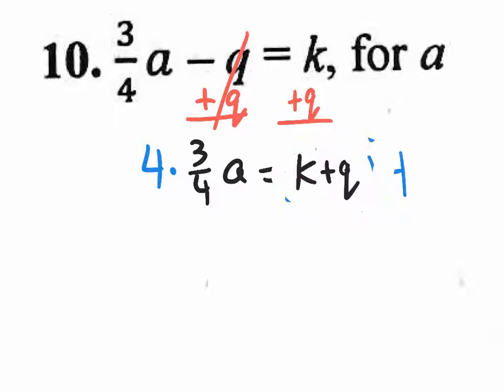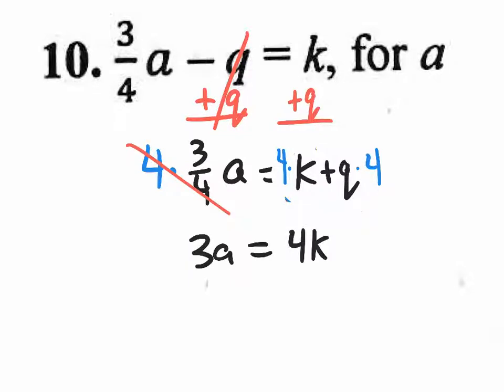So instead of distributing the 4, I just go ahead and multiply everything by 4. So I put a times 4 on the K, put a times 4 on the Q. The 4's cancel. I have a 3A equaling 4K plus 4Q. What's my final step?